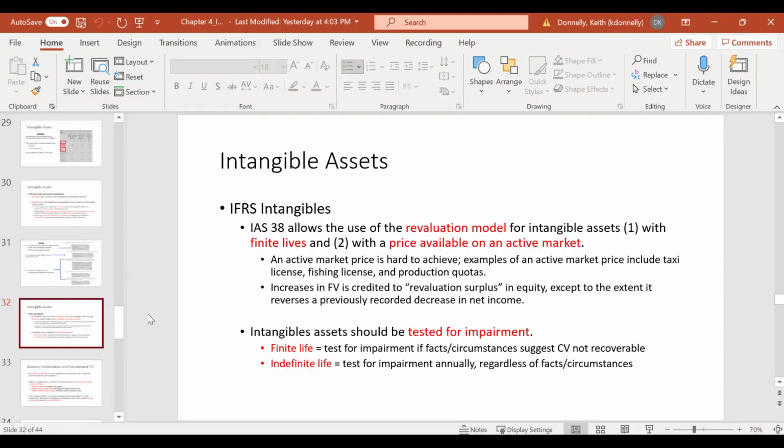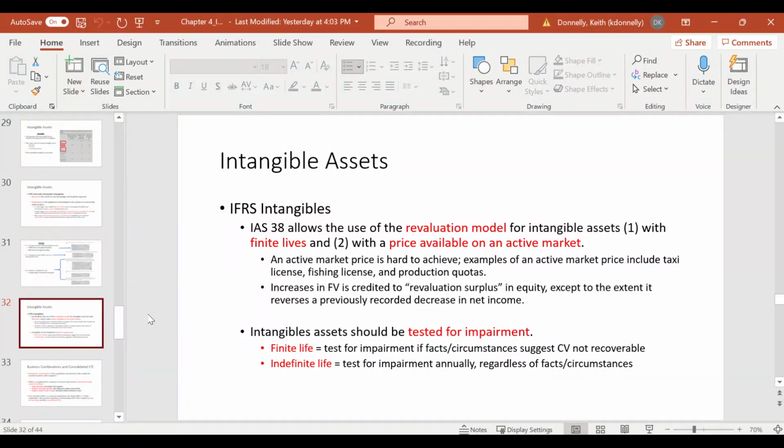So with regard to IFRS and intangibles, IAS 38 is going to allow for a revaluation model for intangible assets that have finite lives and that have a price available on an active market. So in this case, if you were to increase this intangible because of the increase in fair value, this would be credited to revaluation surplus, part of equity, as a general rule.